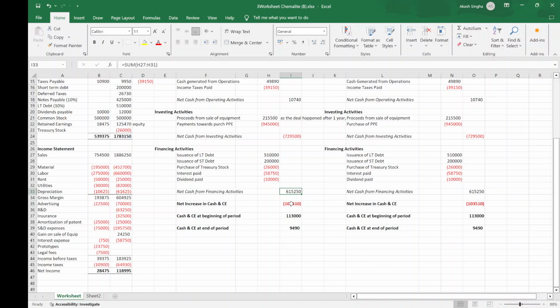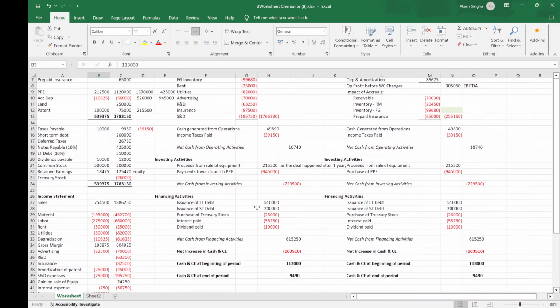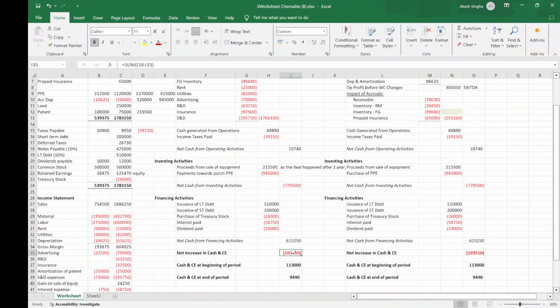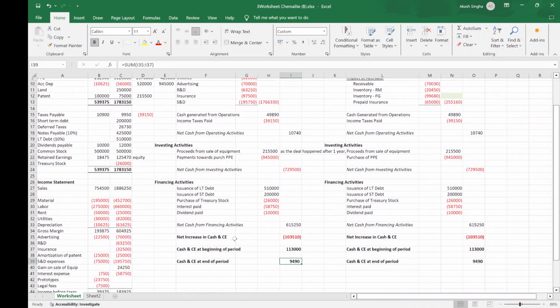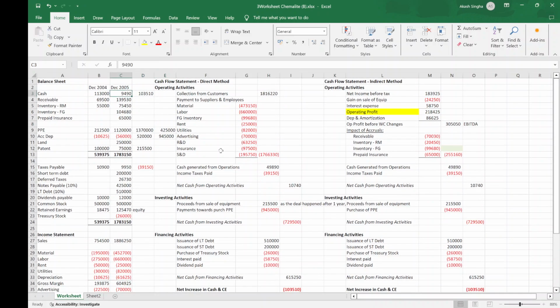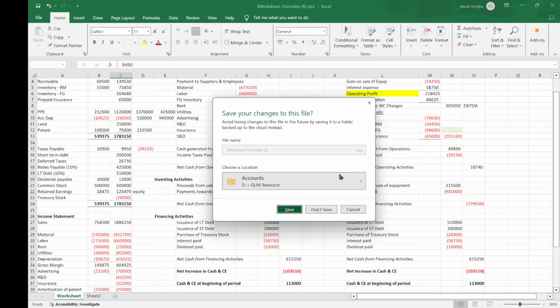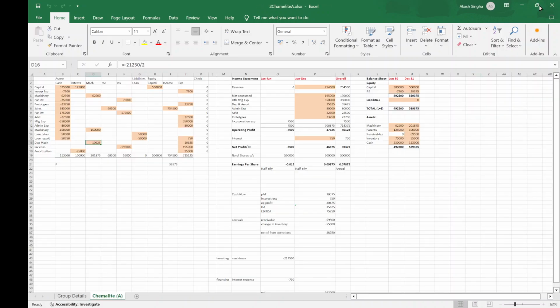The sum of these three will be this value, and cash at the beginning was this value, and if you minus it with this, you should be left with the value which is similar to this value. That is how you check if it is correct or not. Now, Chamelite is done.